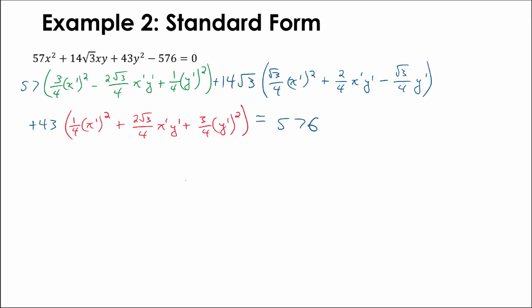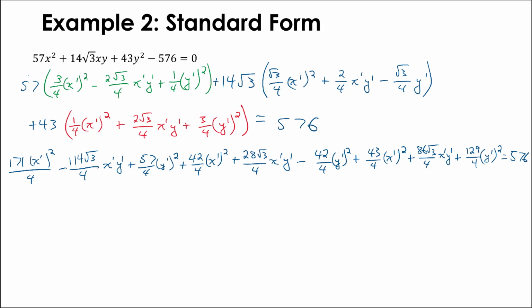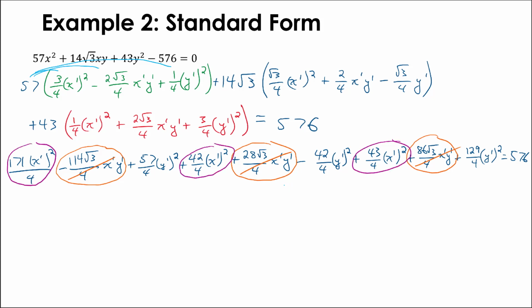I'm going to distribute our coefficients. So we'll distribute our 57 all throughout, and I'll do that with my 14 root 3 and my 43 as well. This is what I get right here. Now at this point, all of my x prime y prime terms should go away, and in this case they do, so lucky us. Those all cancel each other out.